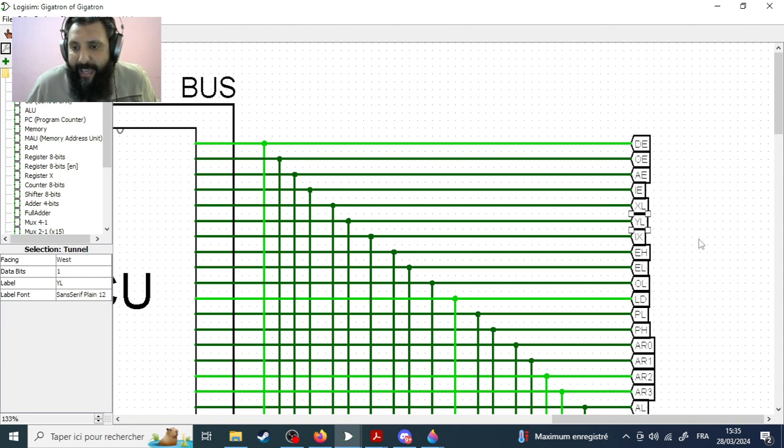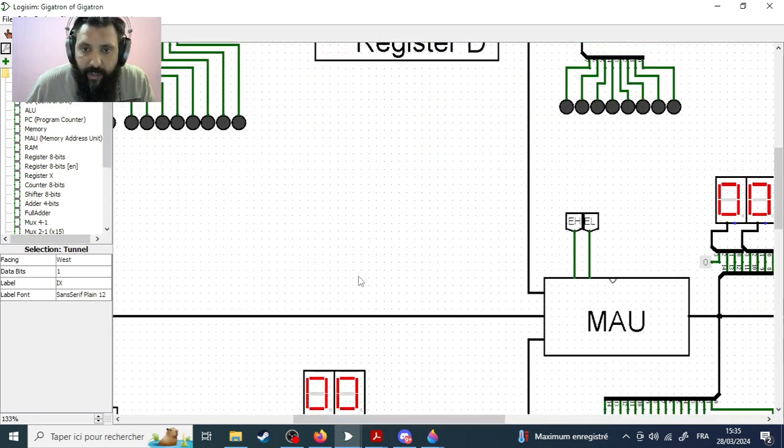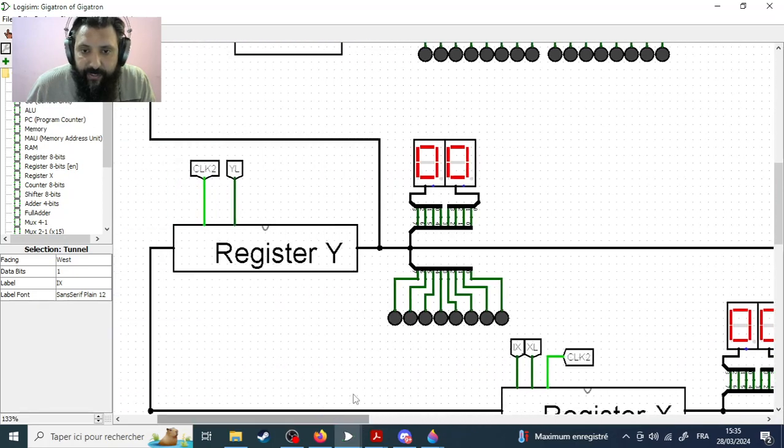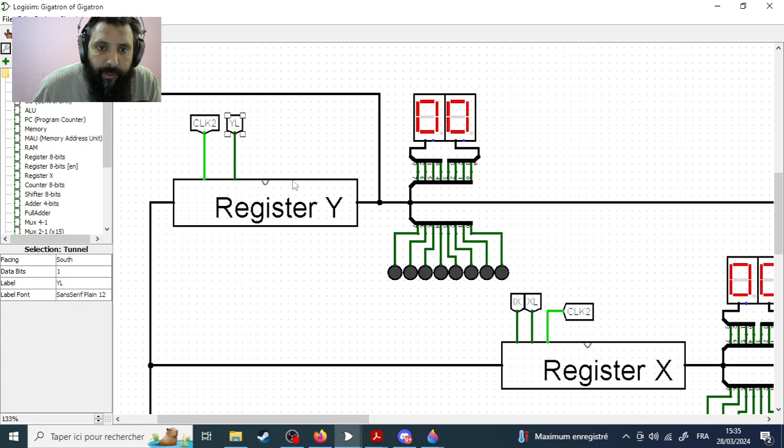We will see XL, YL and IX. XL, YL and IX are the command signals of the X and Y registers. We have the Y register and the X register. Each register has a clock. Clock one, clock two, I will explain the difference later. We have the YL signal, the XL signal, and the IX signal.